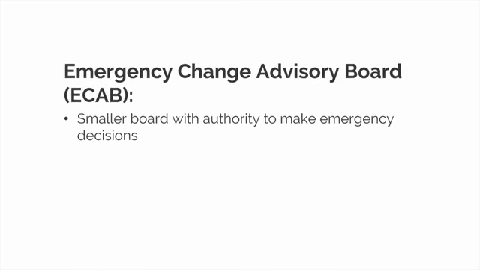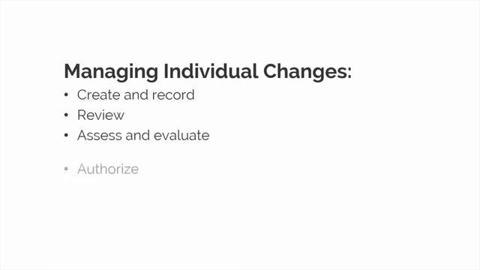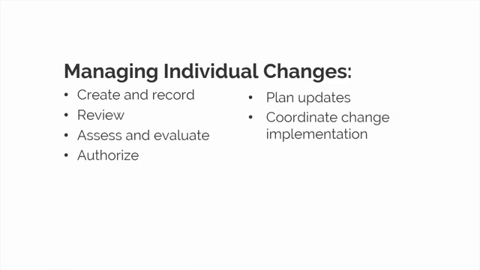So let's take a look at the activities needed in order to manage an individual change. You create and record the change request, review the request for change, assess and evaluate, authorize, plan updates, coordinate change implementation, and then review and close the change.